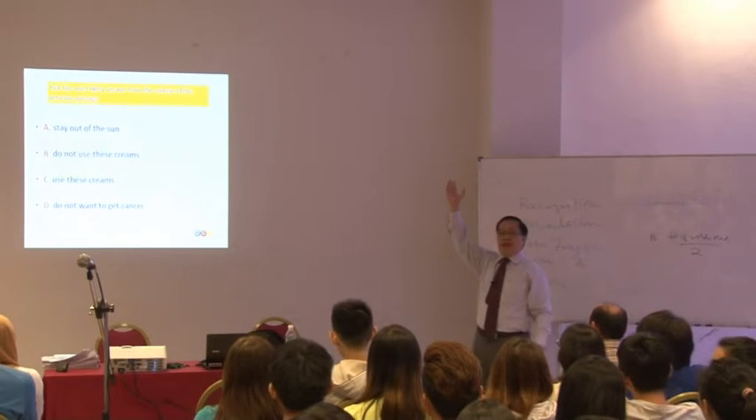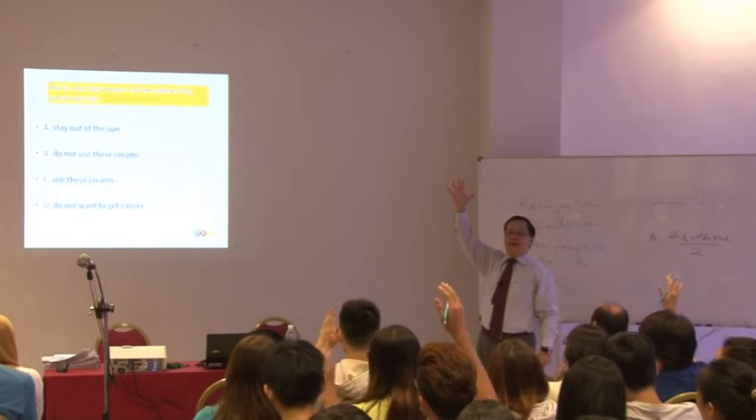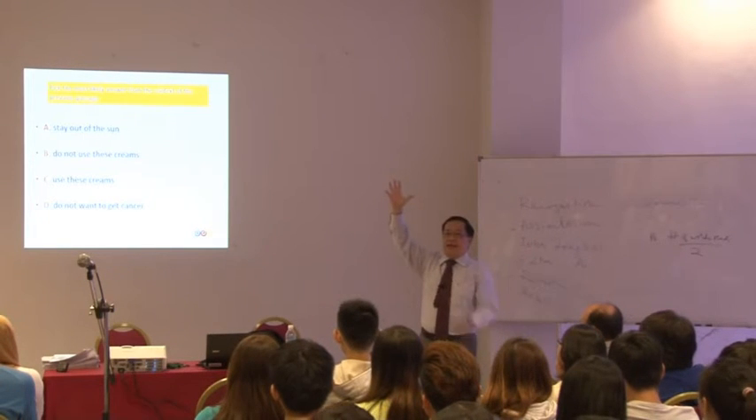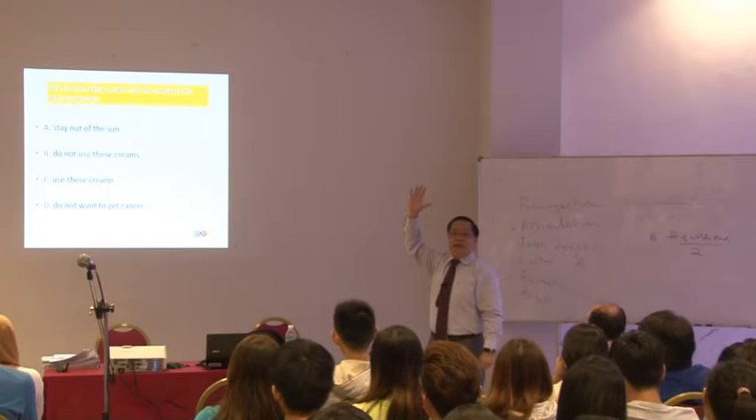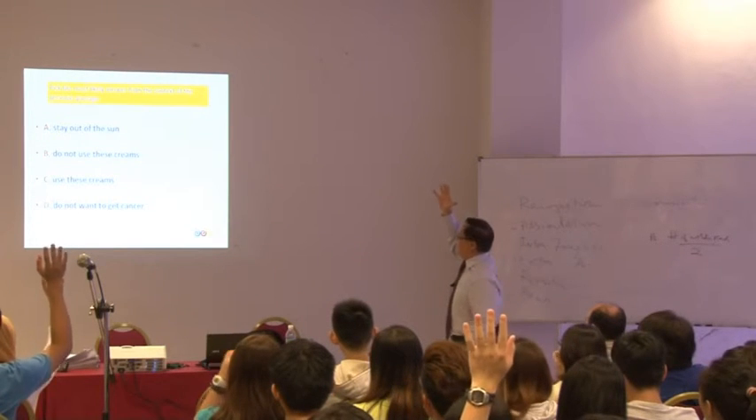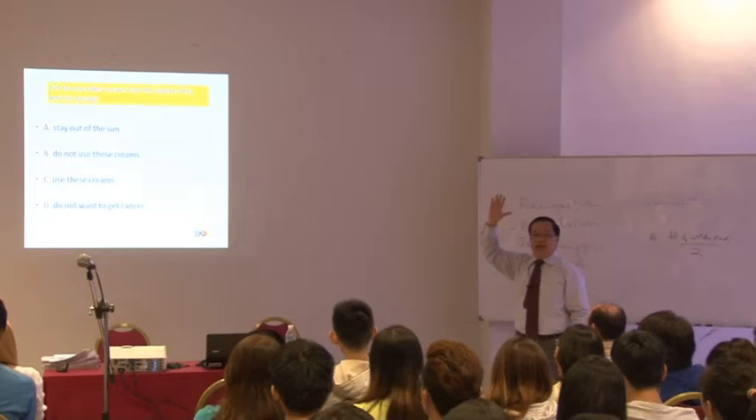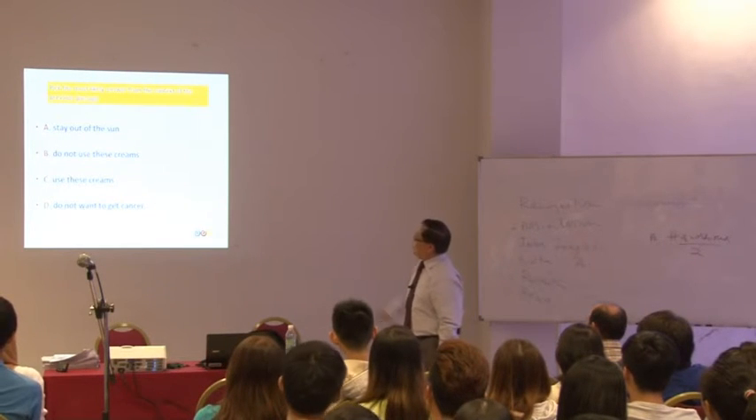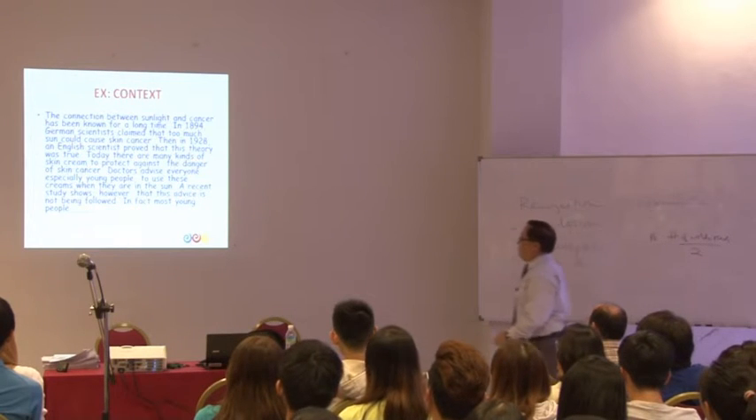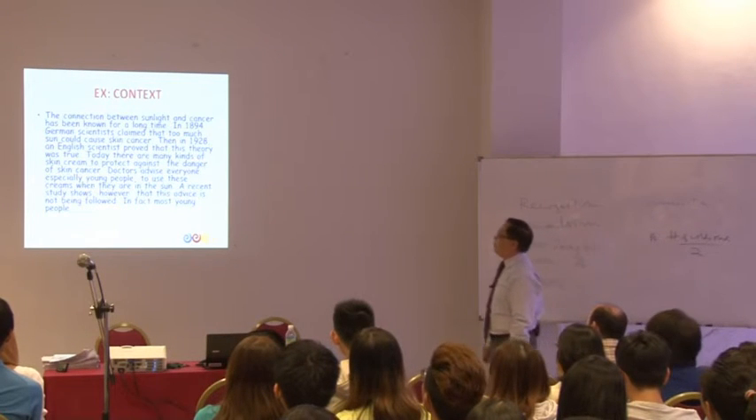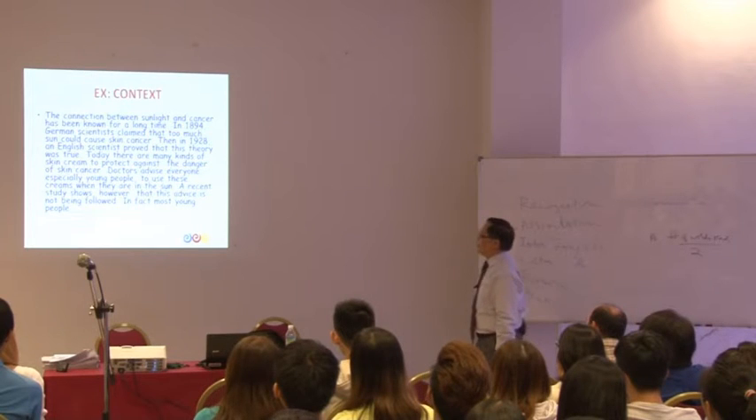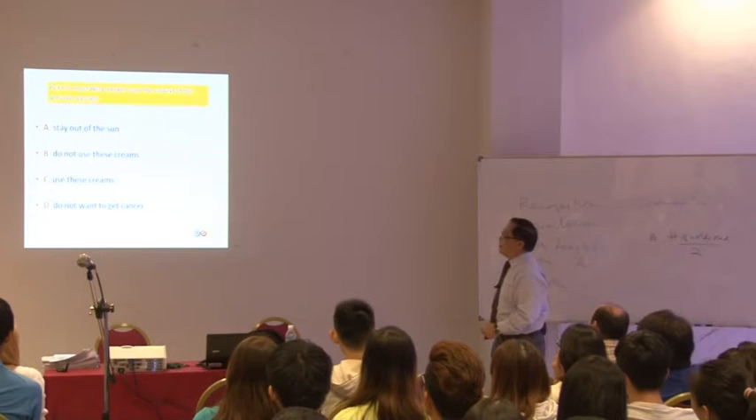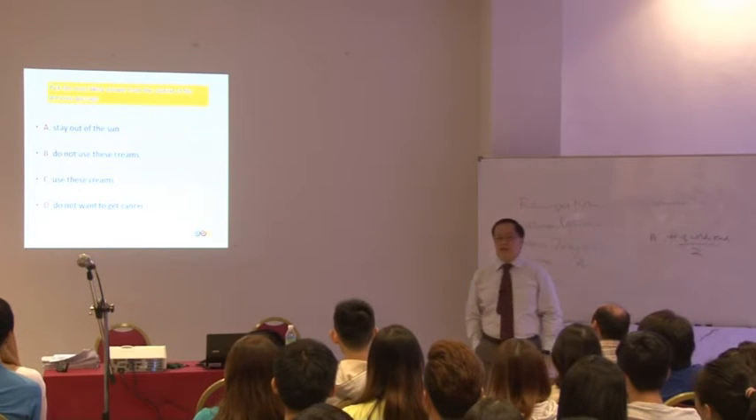How many people say C? How many people say A? A. B. Okay. D. Everybody also got on this room. I thought only one or two would not have. Let's go back and see what it says. In fact, most young people, what? Do not use these creams in that sense.